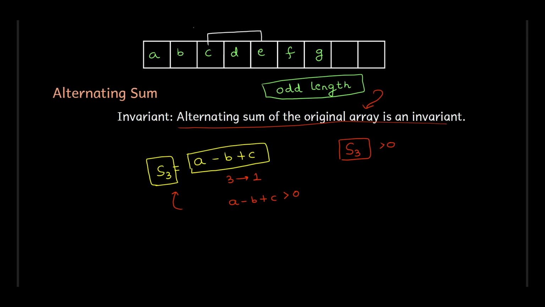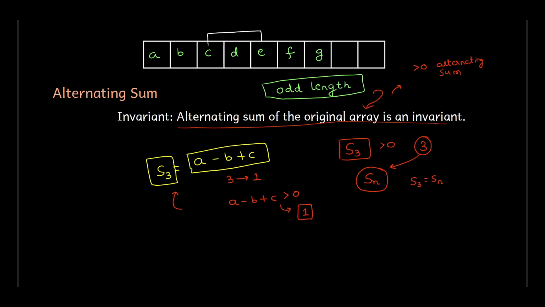whatever order you do the operations in, the last 3 elements that remain, their alternating sum will not change from the original array. So if the original array of length n had alternating sum s of n, then S3 would be equal to s of n. This means that if the original array has a positive alternating sum, then it is always possible to convert it to a length 1, and order actually doesn't matter.